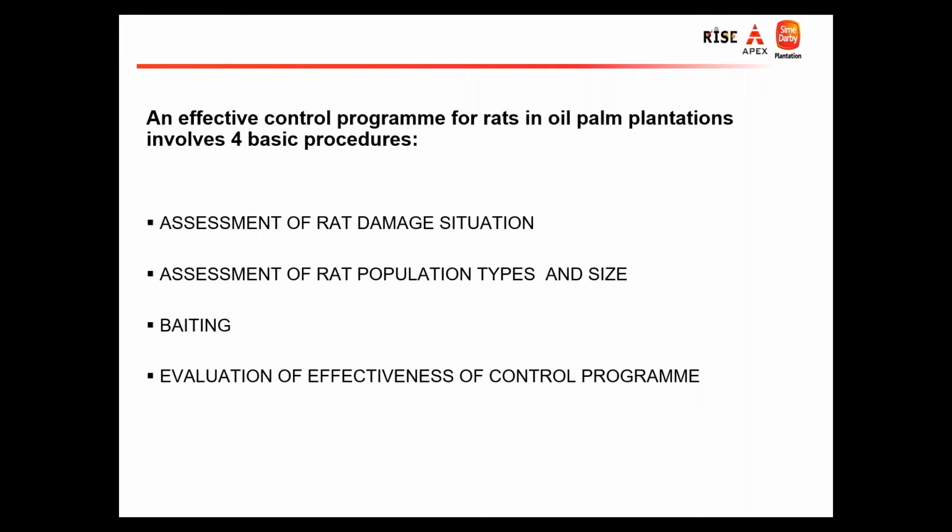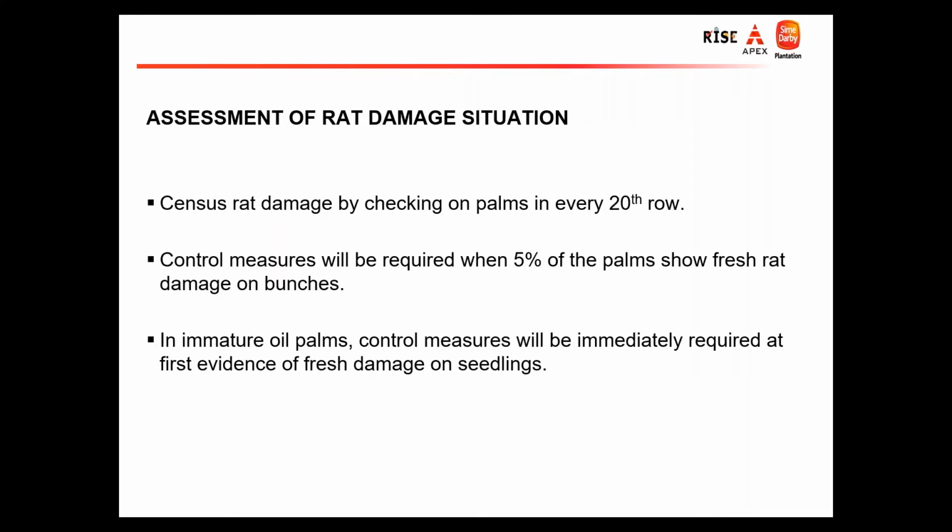Okay. Next step is then you go to the baiting program. After your baiting program, you do your evaluation. So you have to follow through all these four basic procedures in order to get a good control. Okay, next. And we come to talk on the assessment of rat damage.